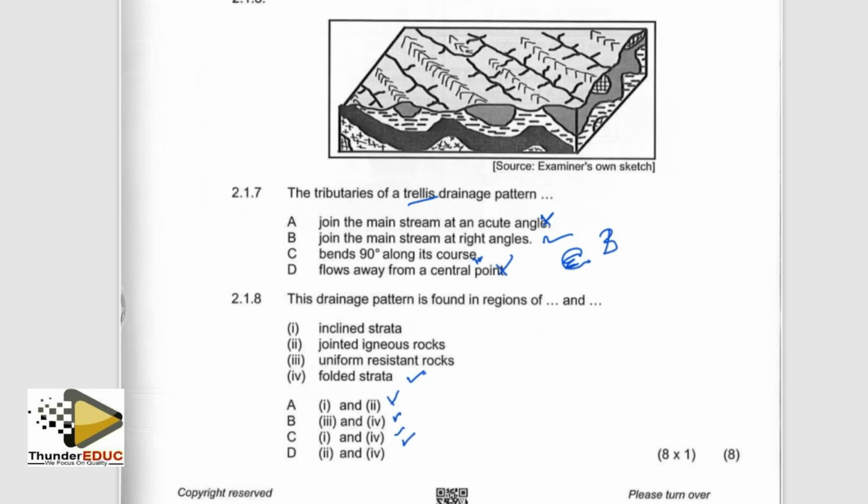They say jointed igneous rocks. Then uniform resistant rocks. They say uniform resistant rocks. This is the dendritic. So this one is right. This is wrong. And then they talk about inclined. We say it's wrong. So the answer is 2 and what? And 5, and 4. Sorry, 2 and 4. It makes it D. All right. Let's proceed.